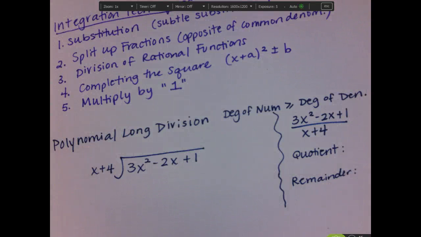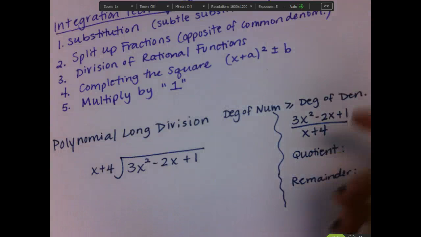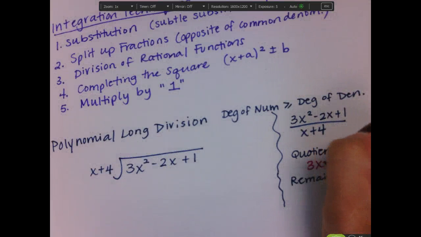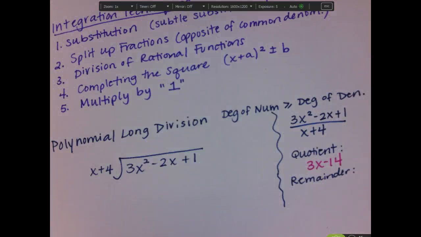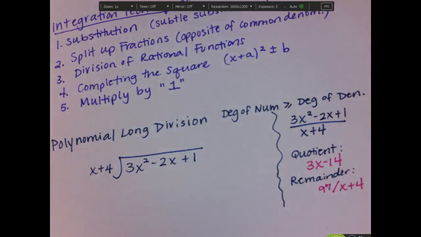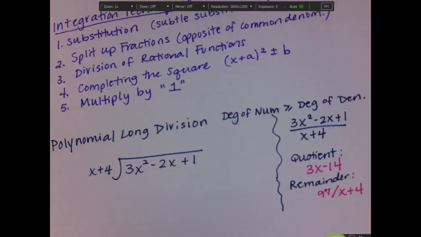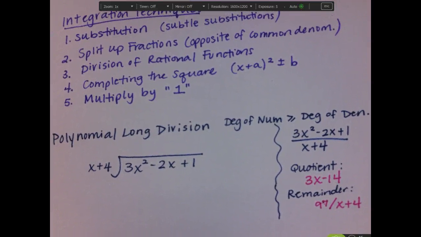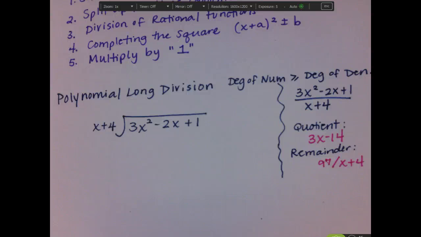Alright, when we divide, the quotient that we should get is 3x minus 14, and the remainder that we should get is 97 over x plus 4. So if you remembered how to do that, great job. You can skip through the explanation and maybe look at the next piece, which will be completing the square. And if not, stick with me, we'll go through the process.